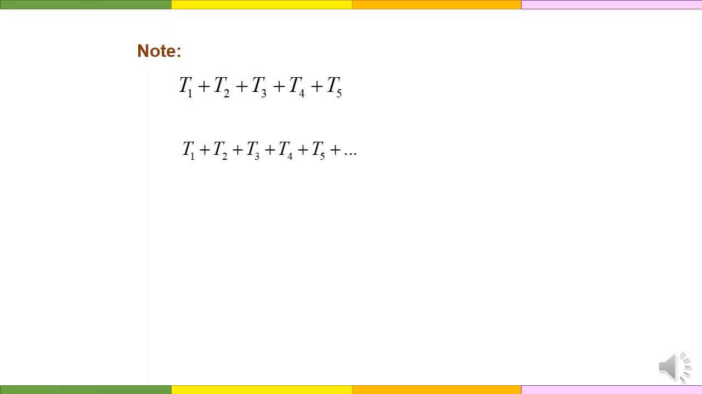Okay, note that T1 plus T2 plus T3 up to T5, we don't have any additional terms, so we call it a finite series. This is different from T1 plus T2 plus T3 plus T4 plus T5 plus dot dot dot. This plus dot dot dot is an infinite notation, so this is an infinite series.